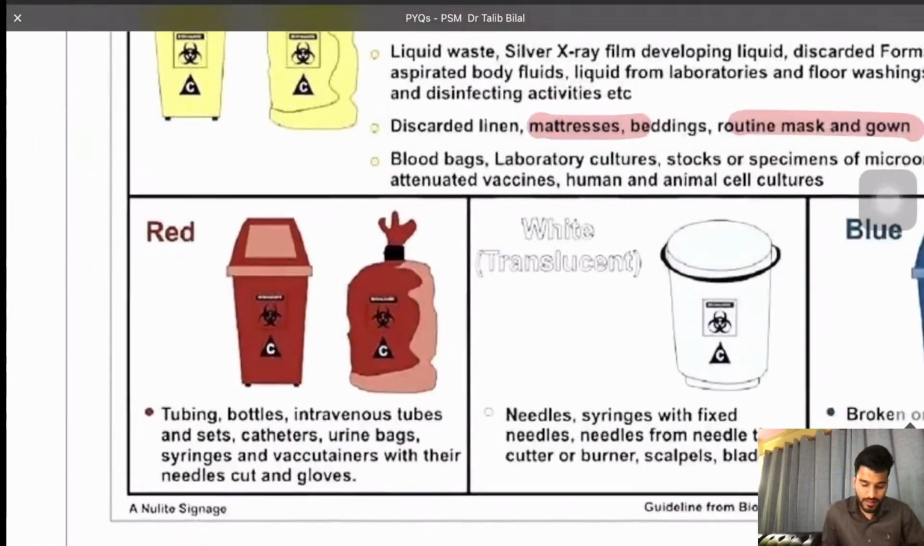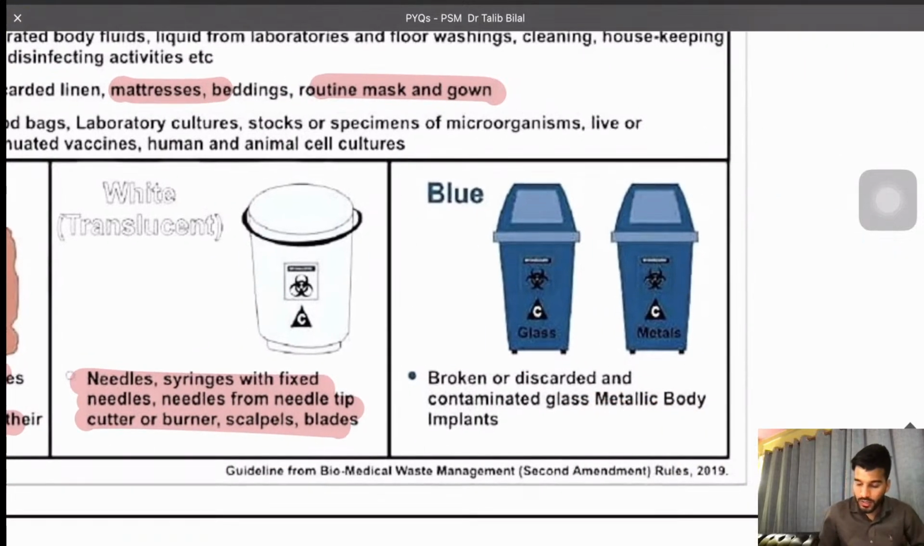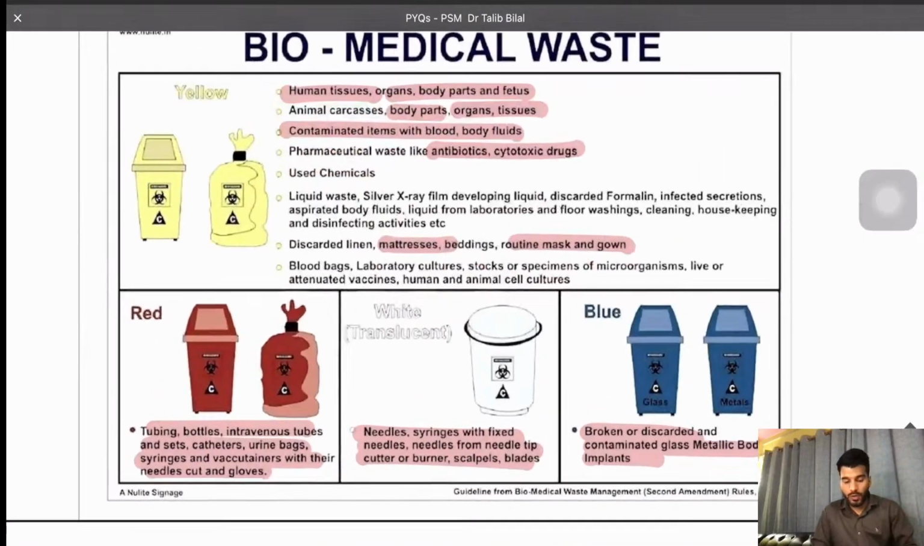If I talk about red color guys, rubber tubings, IV tubes, sets, catheters, syringes and gloves will go into the red color. All the sharp materials, scalpel, needle, blades will go into the white color, and broken or discarded contaminated glasses or body implants like pacemaker, like rod in the leg, they will go into the blue color.